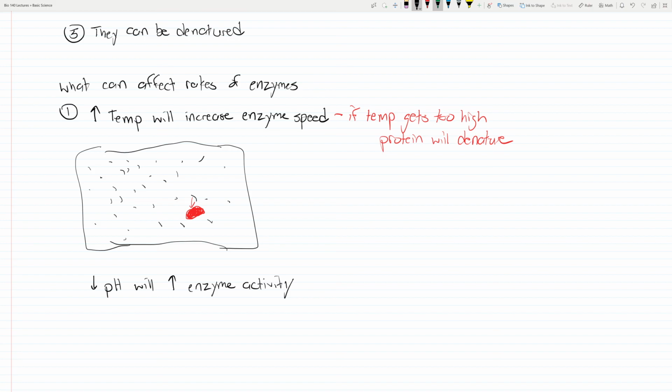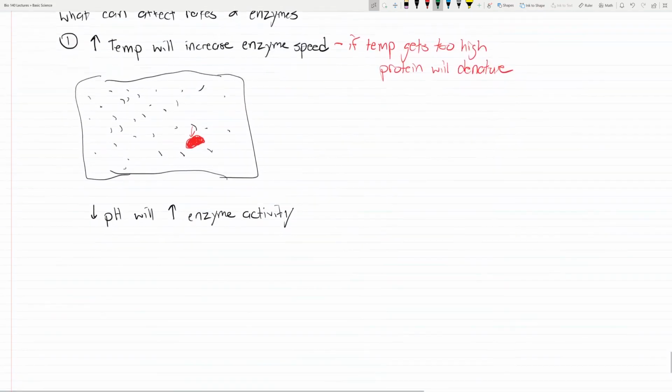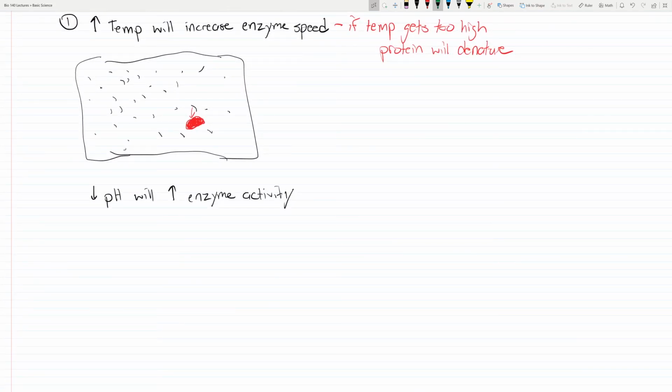Okay? Enzymes can be denatured. They are catalysts. They are rate limited. You can saturate them. And temperature will increase the rate of reaction to a certain point. Decreasing pH will increase the rate of reaction to a certain point as well. Okay, so that's all I want you to know about enzymes.